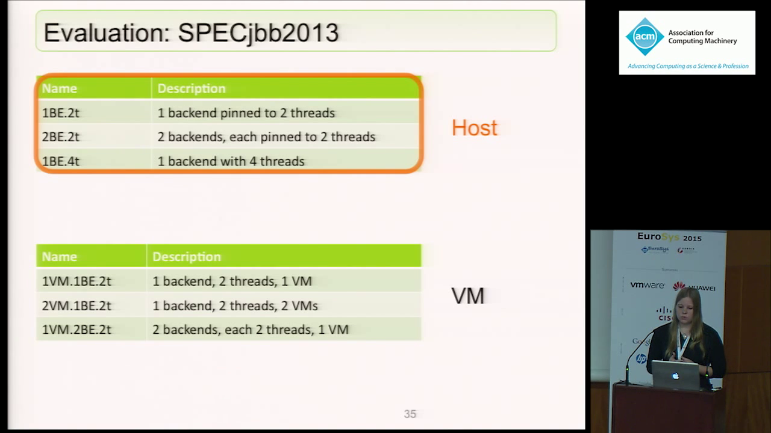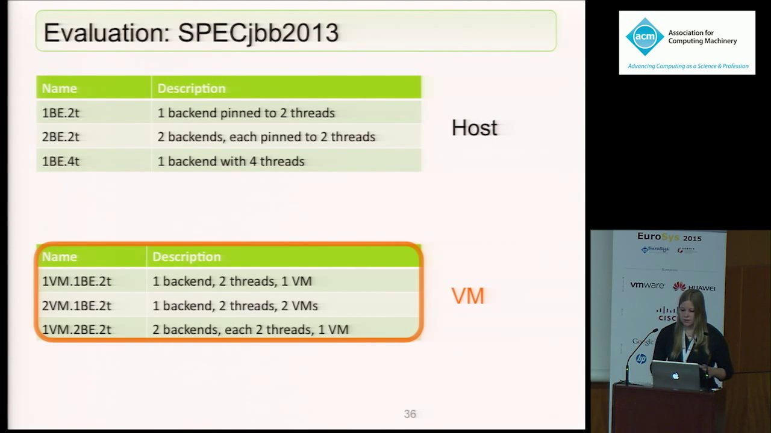First of all, we will consider one single backend that is pinned to two threads. Those experiments were done on an i3 machine, so we have two physical cores and four threads available on that machine. The first experiment we will be running with one backend being pinned to two threads. Then we will have two backends running on the same machine, each one pinned to two threads. And in the third experiment for the host, we will have only one backend running, but the backend has full access to all the resources, so to all the four threads available on the machine.